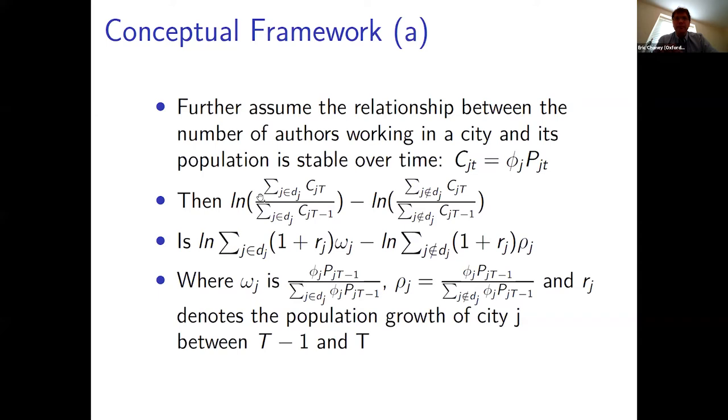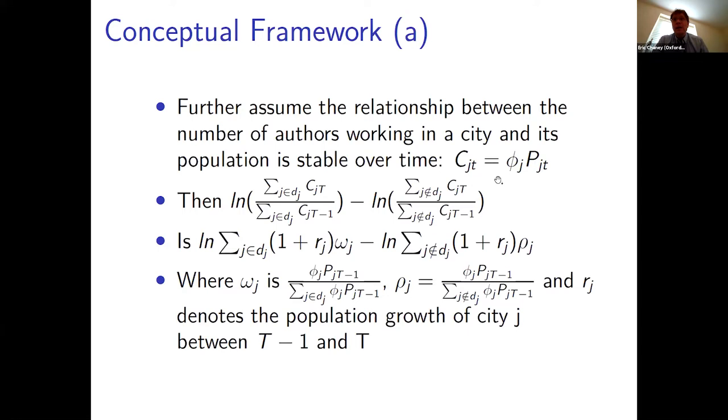And I don't want to belabor this too much in the interest of time, but you can write this, right? The previous quantity, which is the differential growth of the average number of authors working in the city, is actually equal to this weighted average of the growth rates of those cities, where the population weights are going to be as follows. They are going to be giving higher weight to cities that are more knowledge intensive. That is, if you have a larger population, you're going to get more weight, all else equal. And if you have a greater knowledge intensity, you're also going to get more weight.